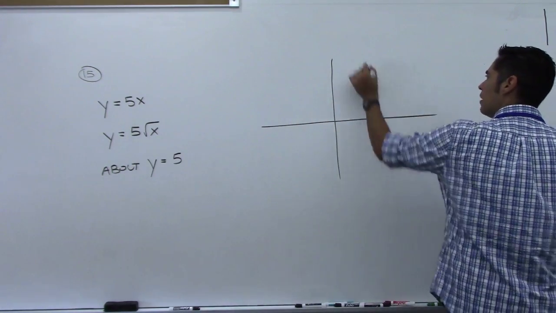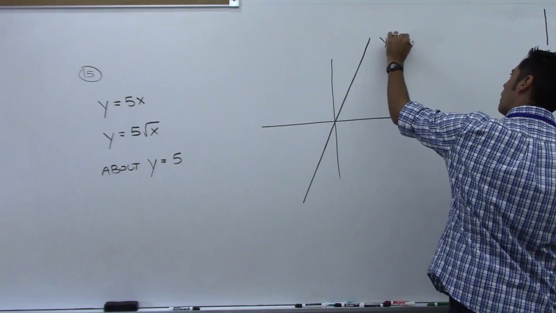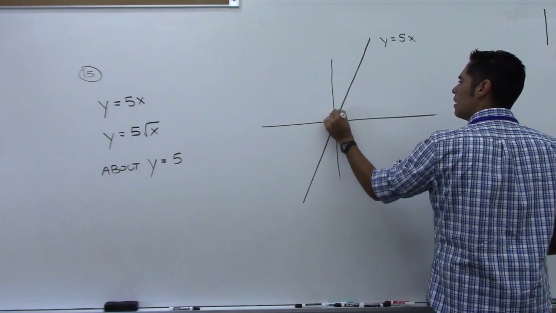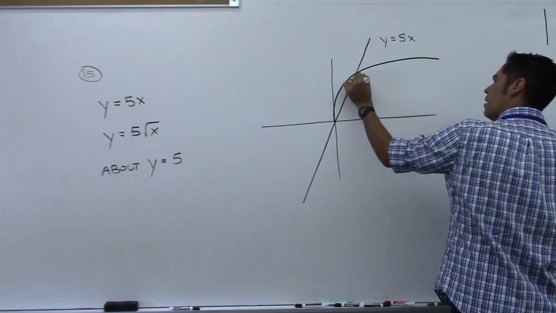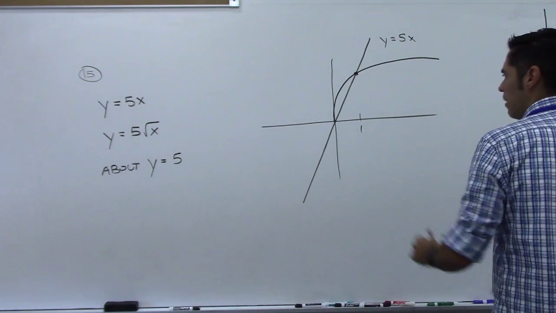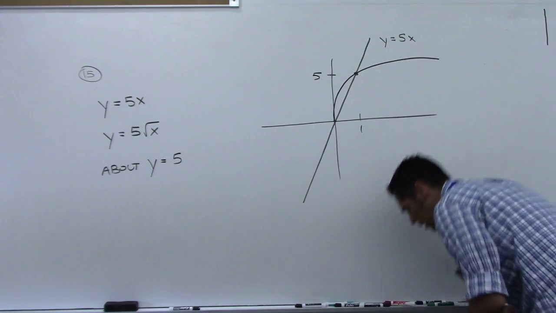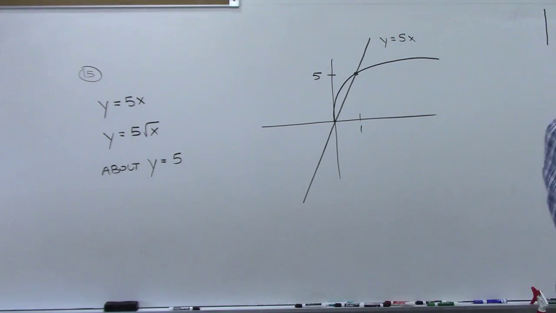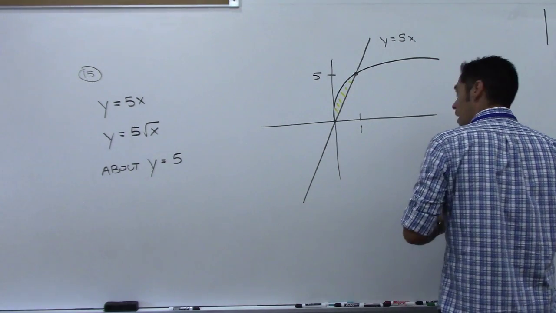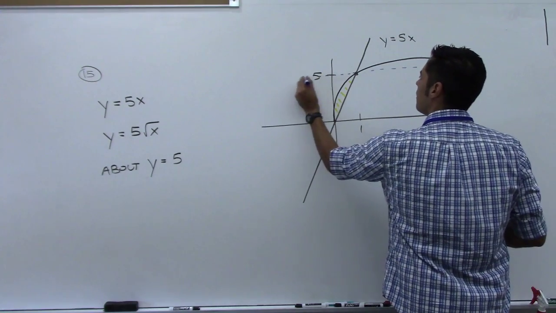Y equals 5x looks like this. Y equals 5 root x looks like this. They hit each other at 1. Check it for yourself, plug 1 in, you get 5 on both of them. And so the region that you want to integrate is this one. You're rotating around y equals 5, which is up here, right there.